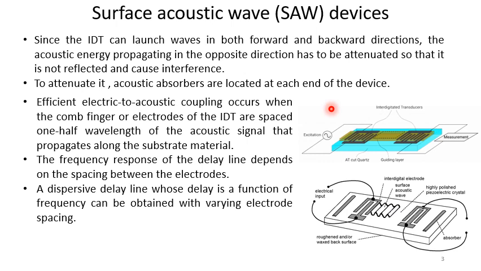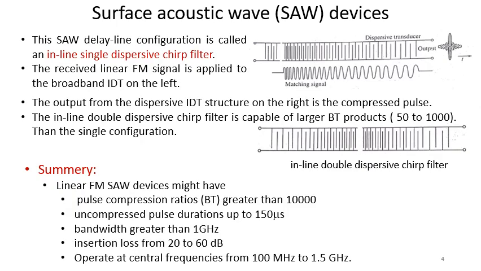Efficient electric to acoustic coupling occurs when the comb fingers or electrodes of the IDT are spaced 1/2 wavelength of the acoustic signal that propagates along the substrate material. The frequency response of the delay line depends on the spacing between the electrodes. A dispersive delay line whose delay is a function of frequency can be obtained with varying electrode spacing. This SAW delay line configuration is called an inline single dispersive chirp filter.